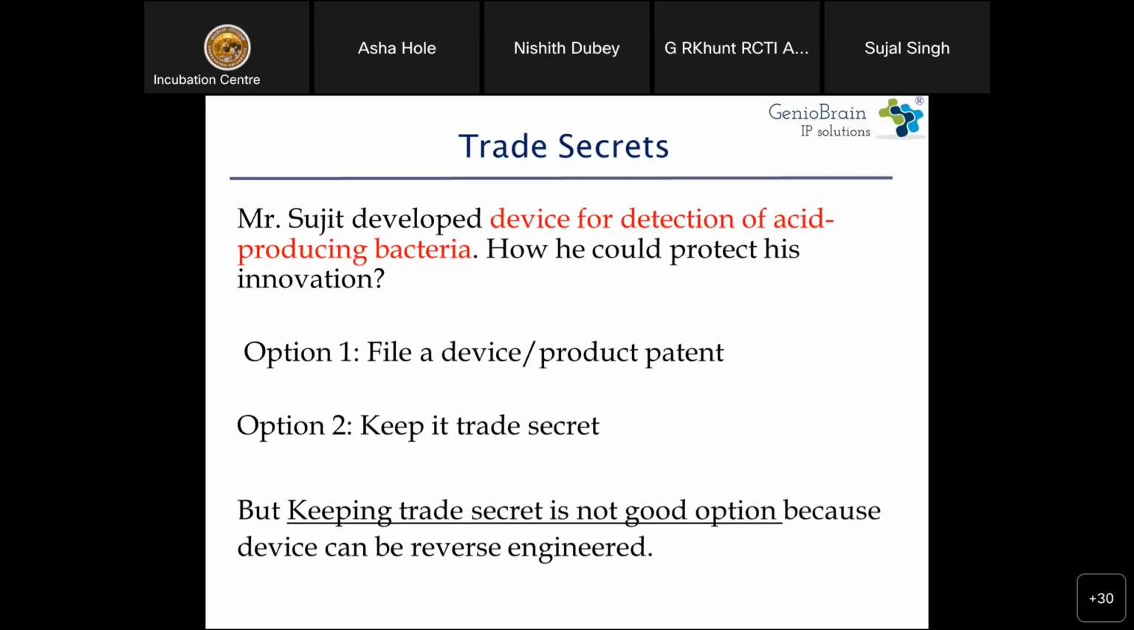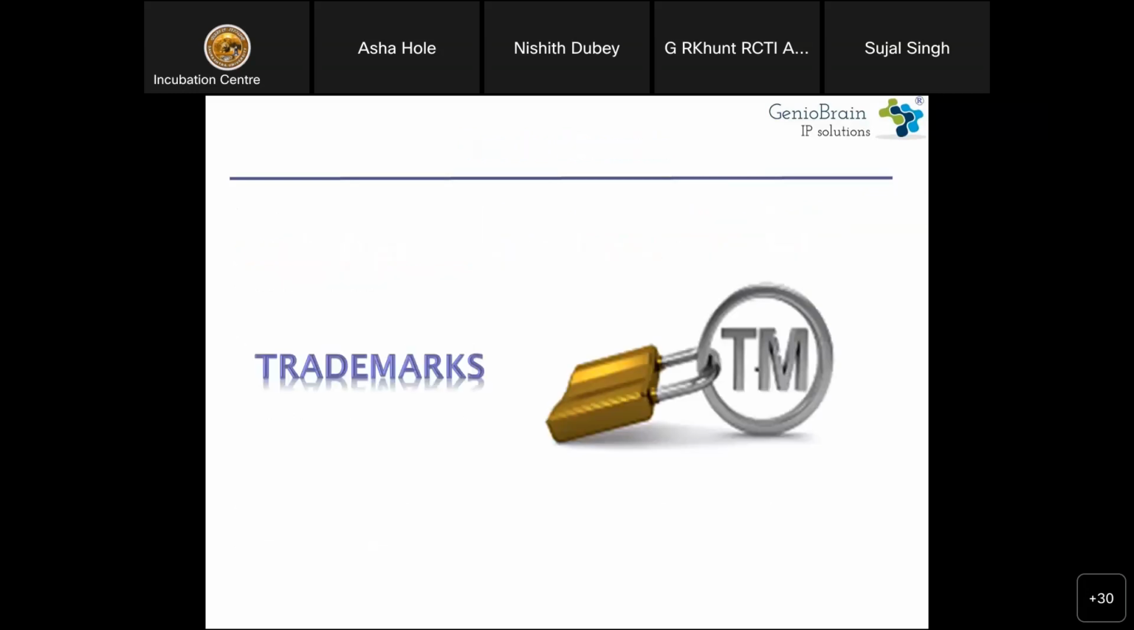Why? Because in deciding whether to keep a patent or a trade secret, you need to think about what the competitor can do, right? That's what we have discussed: why is IPR important? To gain a competitive edge. So you need to decide what the competitor can do. So for a product, trade secrets are not suitable. It won't be a good strategy to keep a trade secret. It's better to go for the patent.